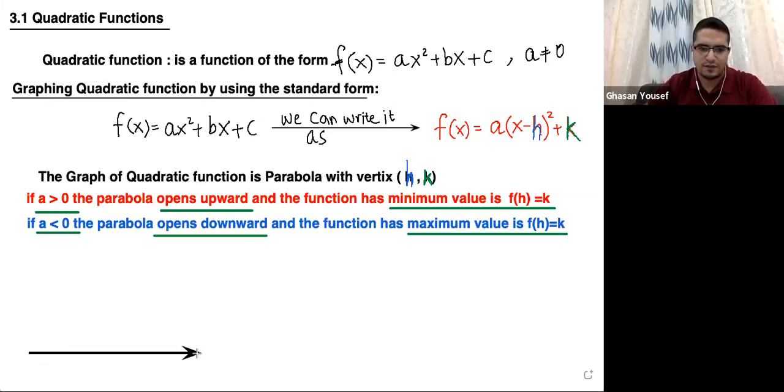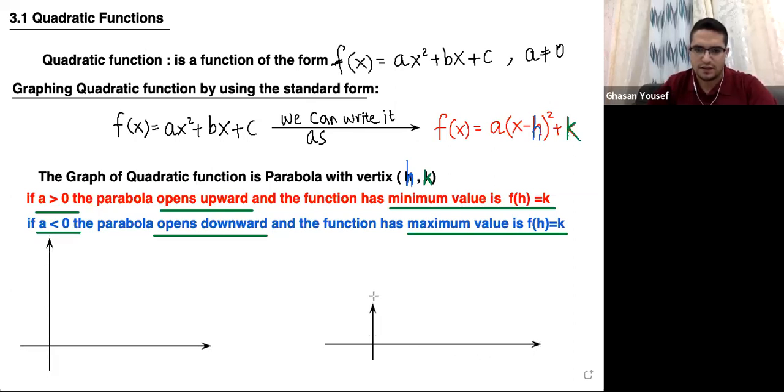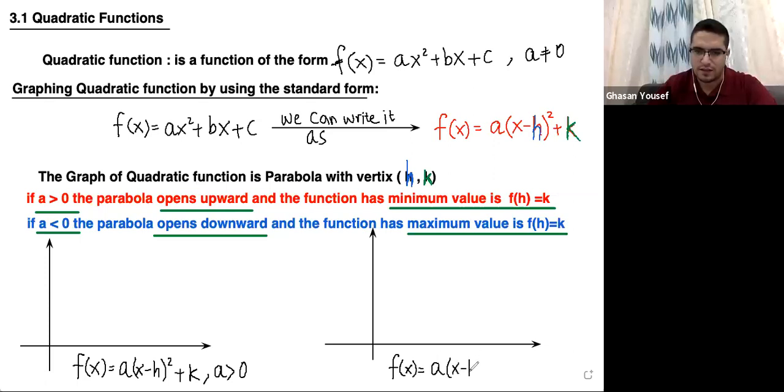So this is my Cartesian plane, for example. This is the positive x-axis. This is the positive y-axis. And the same here, this is the positive x-axis and the positive y-axis. And my function here is f of x equal a times (x minus h) squared plus k, and here a is a positive number. And the same here, f of x equal a times (x minus h) squared plus k, and a here is a negative number. This a is negative.